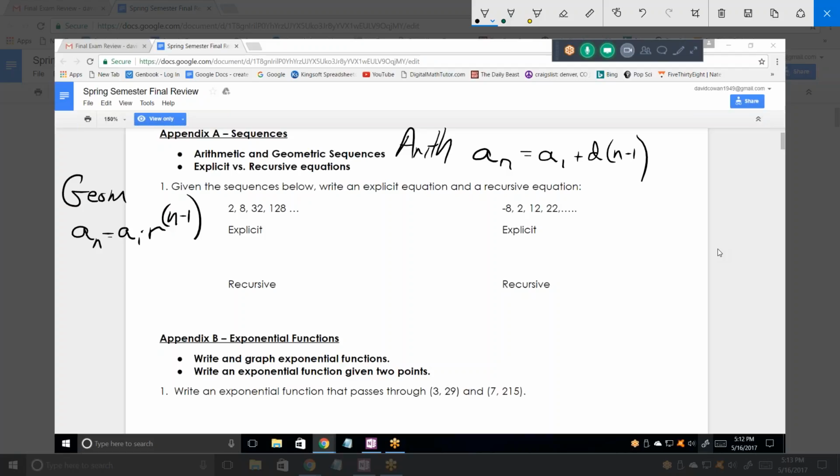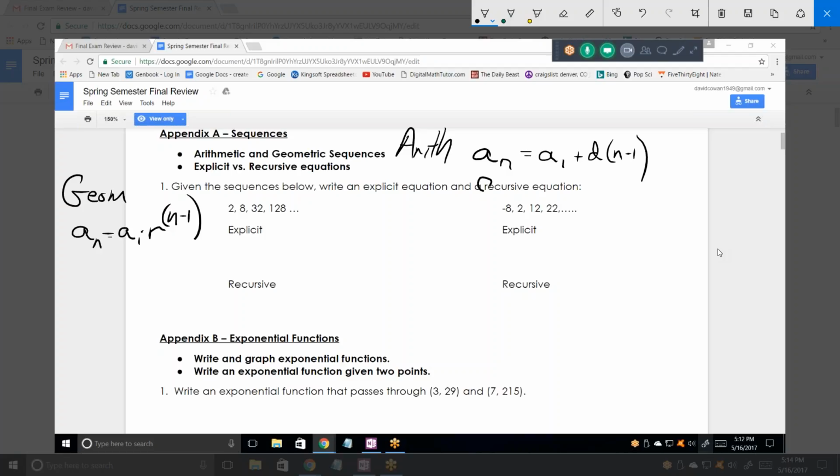Now, let's talk about this one on the right first. Arithmetic tend to be a little easier to think about than geometric. Well, first of all, tell me which of these is which. The one on the left is what kind, and the one on the right is what kind? The left is geometric and the right is arithmetic. So let's do the one on the right.